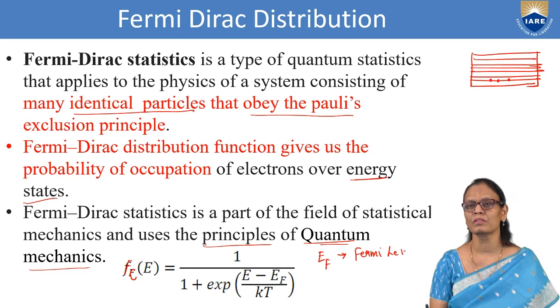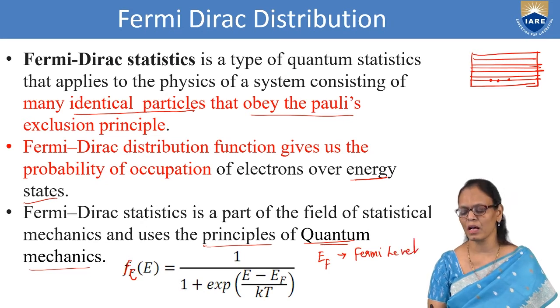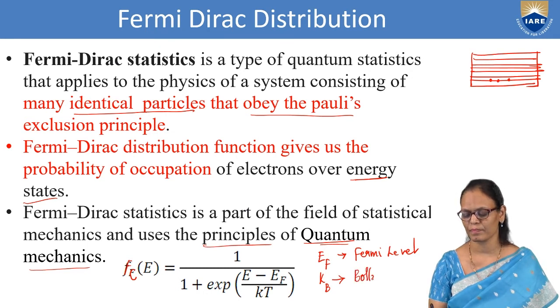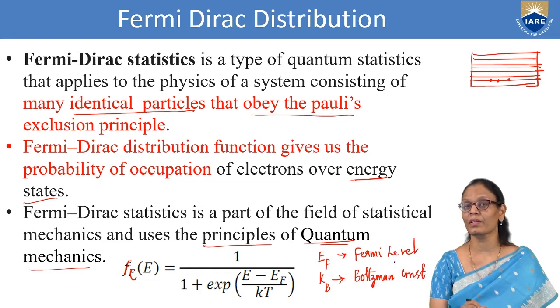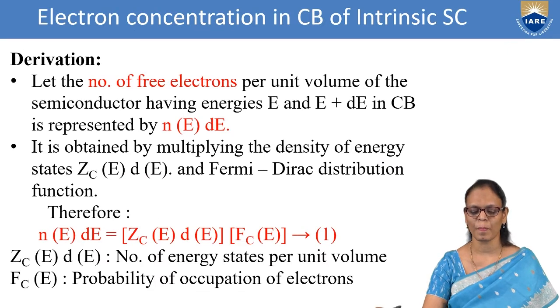E is the energy we have already discussed, and Ef here denotes the Fermi level. It is the highest occupied energy level. Then k, or sometimes we may write it as kB, is the Boltzmann constant. So we are going to use these two expressions to derive the expression for charge carrier concentration.